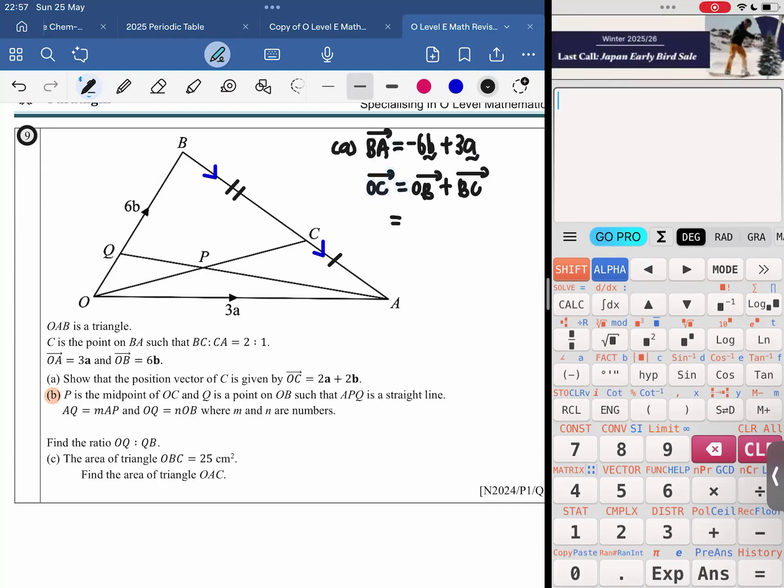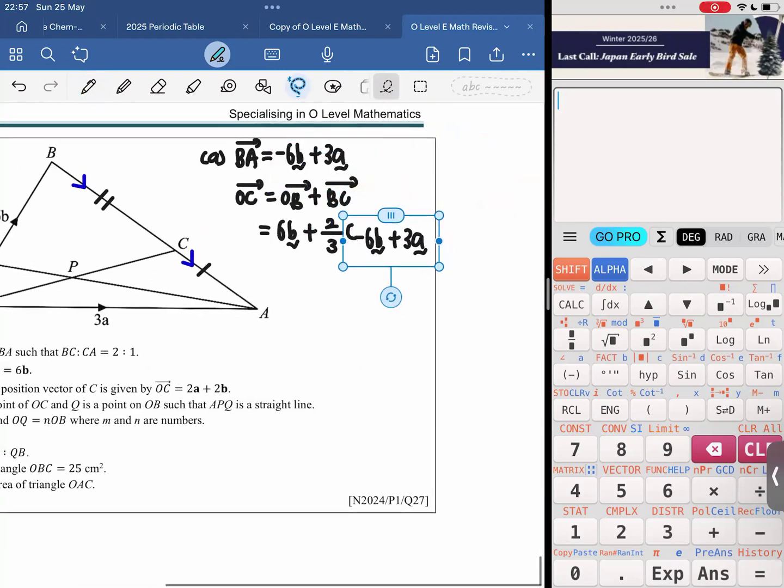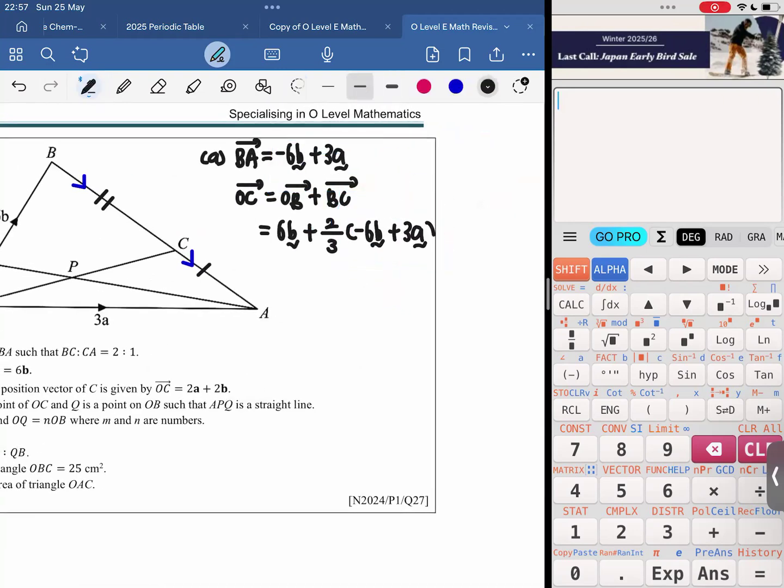When we do the next one, now we can use this, right? OB is easy. OB is 6B. Then BC is actually 2/3 of BA. So 2/3 of this one over here. Then I calculate this, 6B.